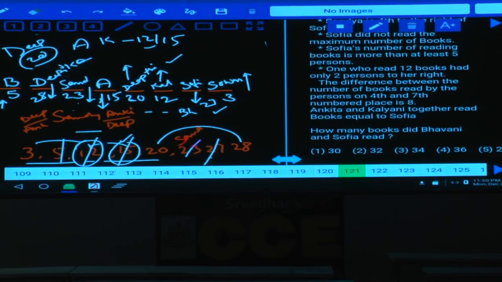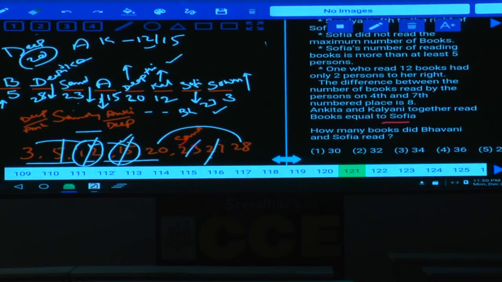Done? And Ankita and Kalyani together read books equal to Sophia. Ankita is 15, and Kalyani is 12, 15 plus 12 is 27. Now what is the final arrangement here? Bhavani reads 5 books, Deepika 28, Sanjay 23, Ankita 15, Deepthi 20 books, Kalyani 12 books, Sophia 27, and Soumya only 3 books.